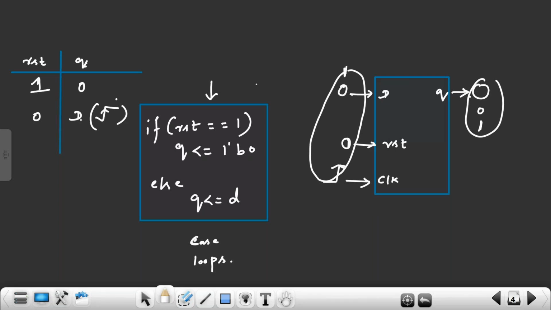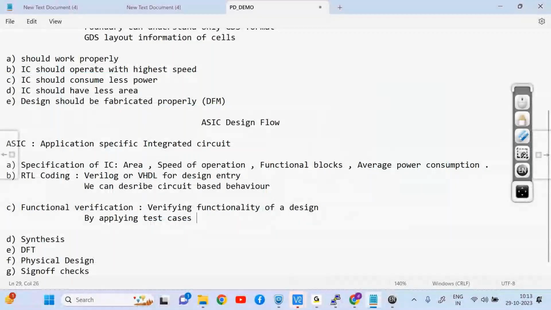You are applying these inputs to this design only, the Verilog program. Because there is software called simulators, they will allow you to apply the inputs, and by using a simulator, you can also see the output. By applying different inputs, if you get the intended output, then your functionality is met. Right? That is called functional verification. So verifying the functionality of a design by applying test cases is called functional verification. Test cases means different inputs, different combinations of inputs.